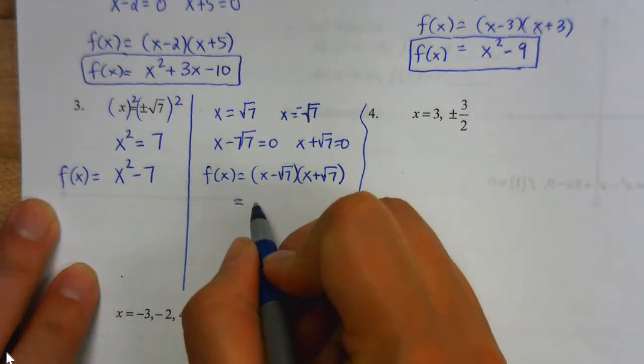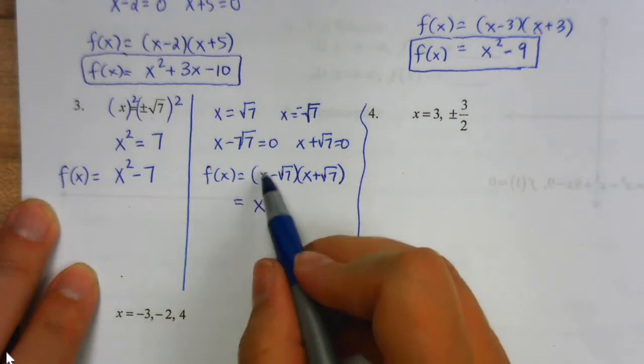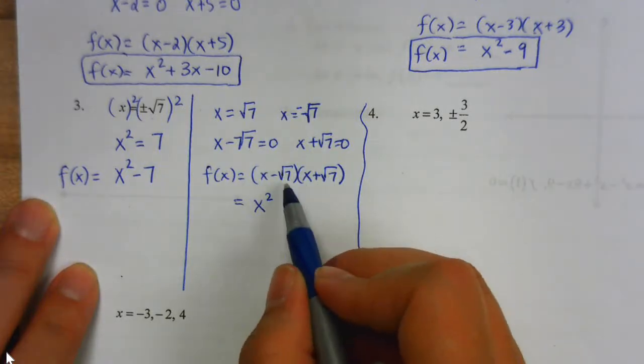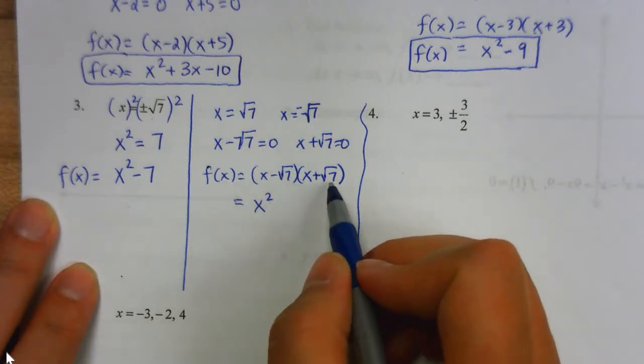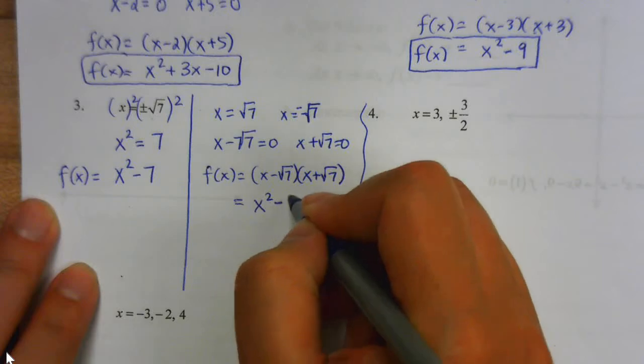Okay, so when I multiply it out, I have x squared. I'm going to have a positive x root 7, a negative x root 7, which gives you a 0. And then when I multiply the negative square root of 7 and the positive square root of 7, I get negative 7.